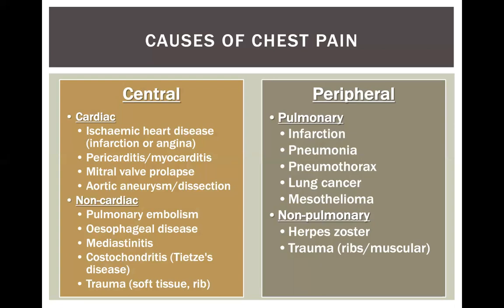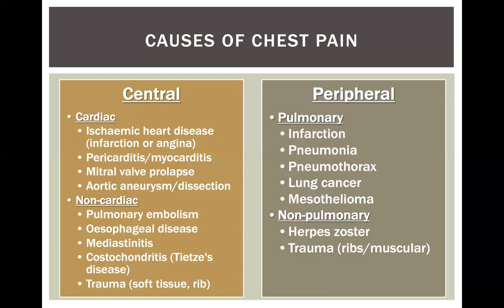Non-cardiac but central chest pain might occur in pulmonary embolism, esophageal disease, mediastinitis, and costochondritis, like Tietz's disease. Costochondritis means inflammation of the cartilage connecting the ribs with the sternum, so this is called Tietz's disease. Also trauma to the center of the chest, whether trauma affecting the soft tissue of the chest or even involving the rib itself.